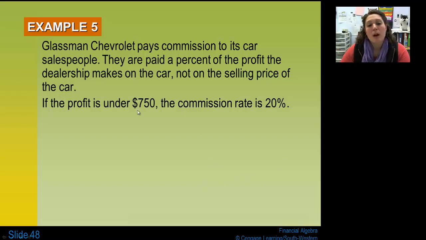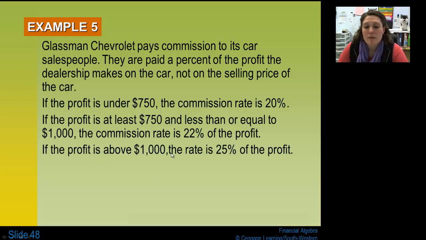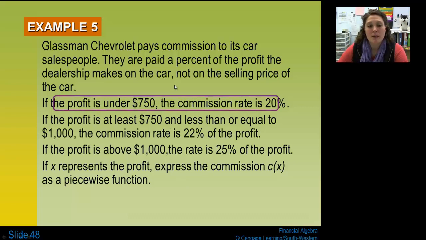So if the profit is under $750, the commission rate is 20%. If the profit is at least $750 and less than or equal to $1,000, the commission rate is 22% of the profit. And if the profit is above $1,000, the rate is 25% of the profit. So if X represents the profit, we need to express the commission C of X as a piecewise function. Well, if you look at this, I actually have three pieces here.